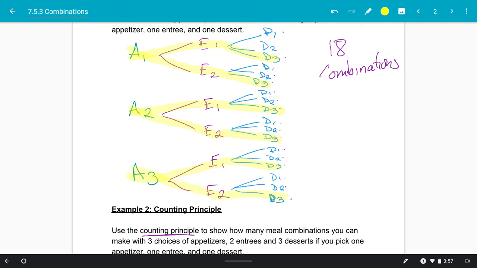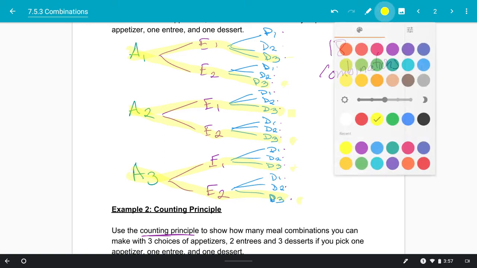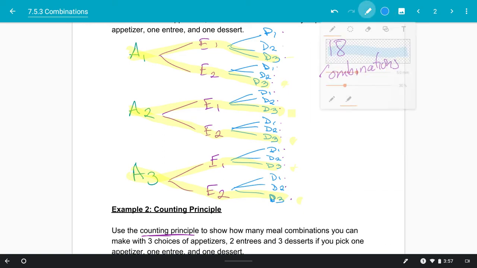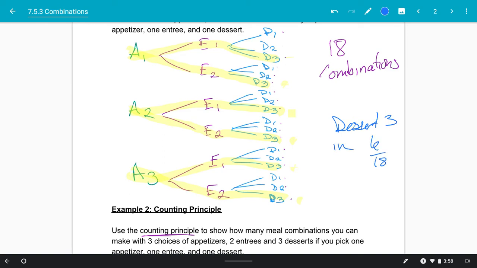So what I'm seeing is that I have 1, 2, 3, 4, 5, 6 out of my 18 that include dessert 3. So I could say dessert 3 is in 6 out of 18. So that would be actually 1/3 of our options, right?